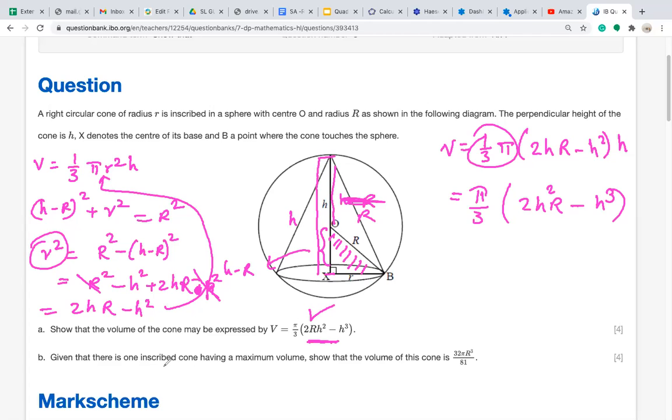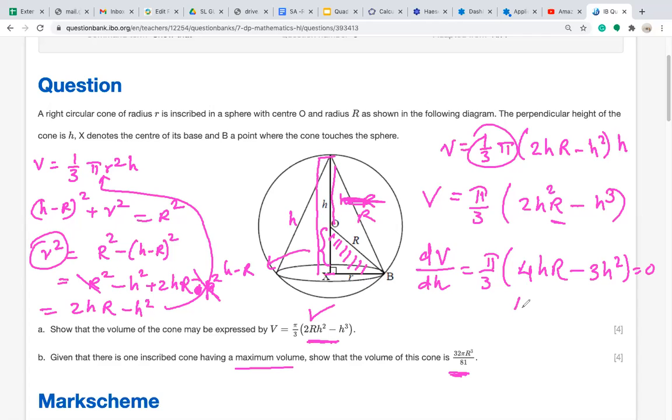Now, given that the inscribed cone has a maximum volume, show that the volume is this. Now you can see that R is not changing. So let us differentiate this expression with respect to h. So dV by dh is pi over 3 times 4hR minus 3h square equals 0. So when you solve for h here, you get 4hR equals 3h square. So h and h gone. So what we get is h is 4R over 3. So height is 4R over 3 we got here.